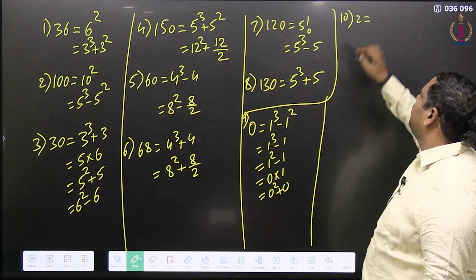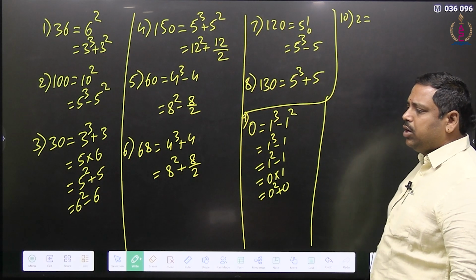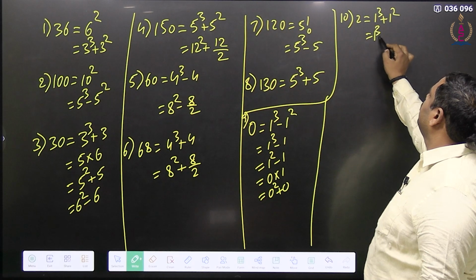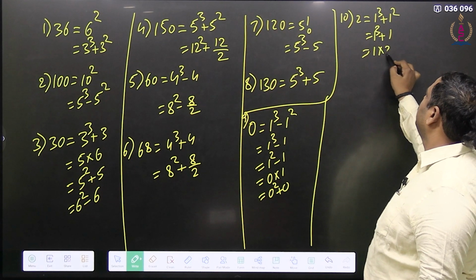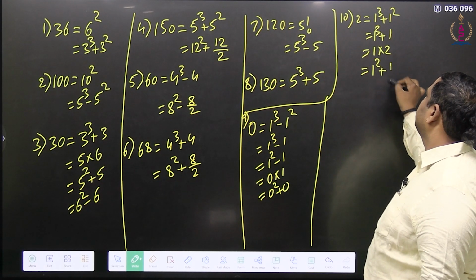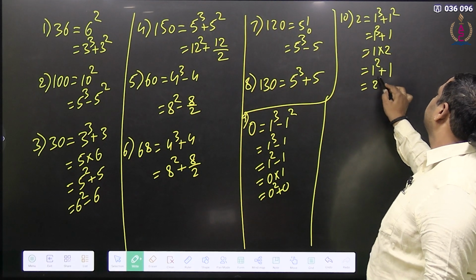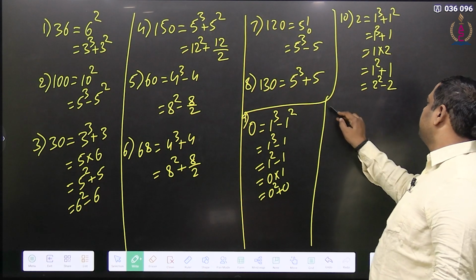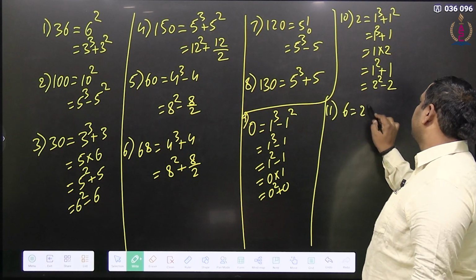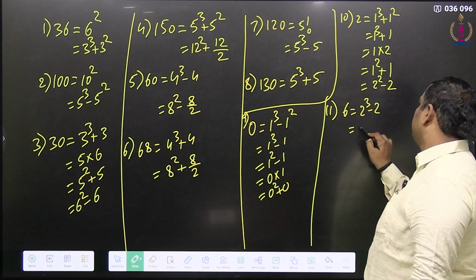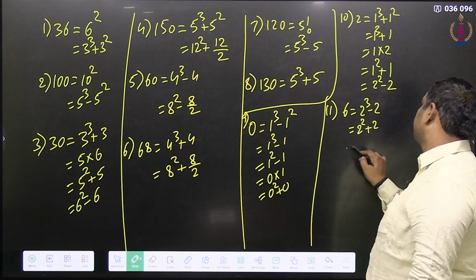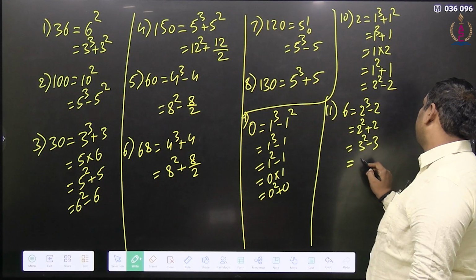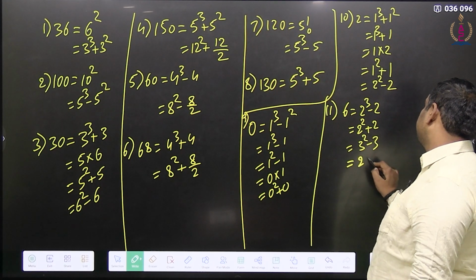We have another beautiful magical number supporting rule 2. 2 is nothing but 1 cube plus 1 square, 1 cube plus 1, product of 2 consecutive natural numbers, 1 square plus 1 and 2 square minus 2. Okay, by seeing the number 6, the idea you have to get is 2 cube minus 2, 2 square plus 2, 3 square minus 3, product of 2 consecutive natural numbers 2 into 3.